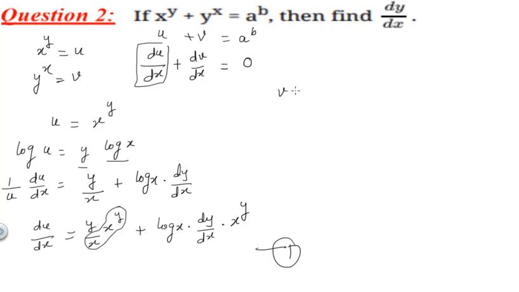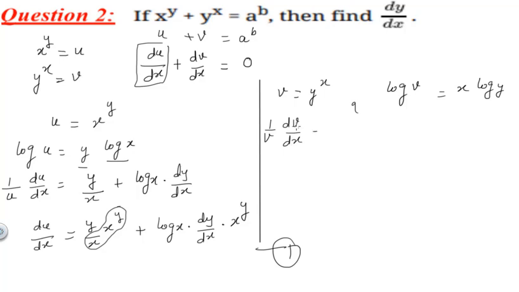Now v is equal to y to the power x. You see we have to solve in the same way. So I'm solving it by taking log on both the sides. So when we take log on both the sides, you will get log of v equals x log of y. Differentiating both the sides with respect to x, we get 1 by v dv by dx equals x as it is, differentiation of log y is 1 upon y, and of y it will be dy by dx, plus log y as it is, differentiation of x is 1.